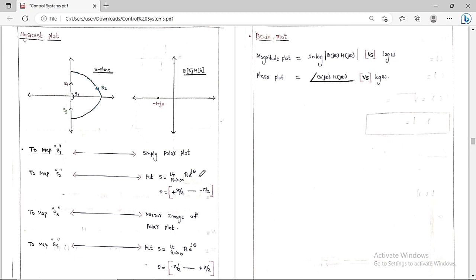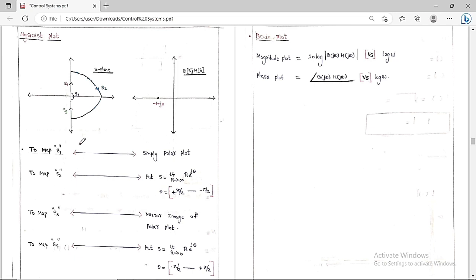So if you write in the polar format, it will have some radius as well as some angle: R e to the power of j theta, and it is having a radius of infinity. So this R is equal to limit R tends to infinity, and theta is varying from plus 90 to minus 90. Then only we can cover this entire path.